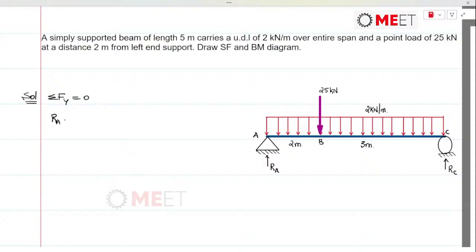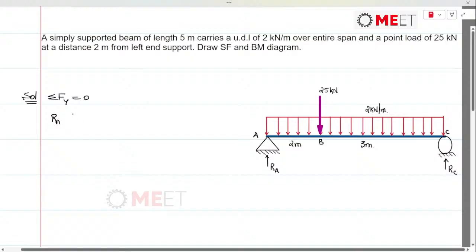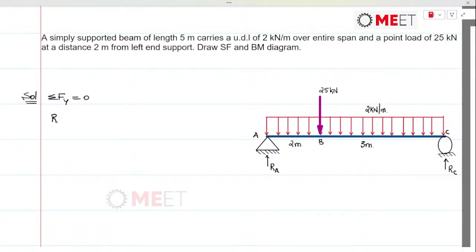That's RA plus RC is equal to the point load of 25 kilonewtons plus the area under the UDL. So UDL into length, that is 2 into 5. So RA plus RC is equal to 25 plus 10, that's 35 kilonewtons. Next is bending moment at point A, that's equal to 0.